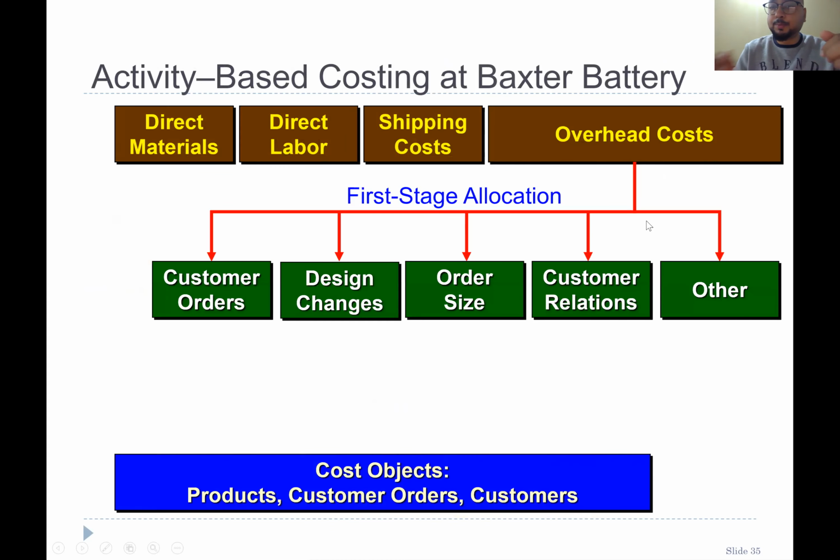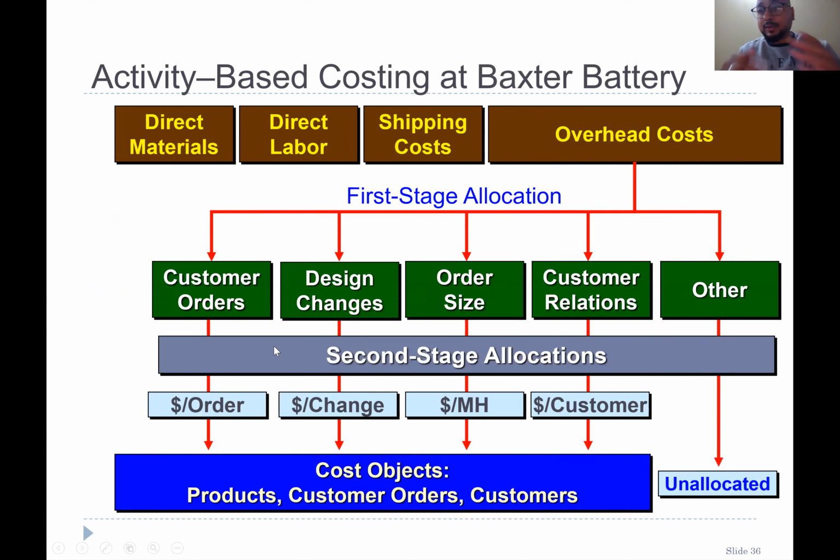So in ABC costing, we first use first stage allocation in which we find out cost pools. So we divided the overhead into 5 activities and each activity has its cost pool. So we apply first stage allocation, we find out cost pools. And for second stage allocation, what we did, we find out per activity rate, divided according to its own activity measure, denominator. That's it, right? So this is the ABC.